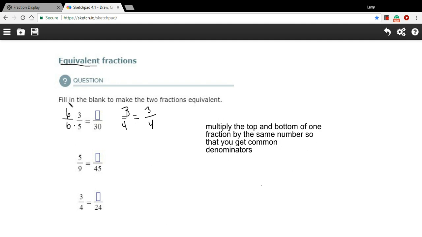So when we multiply fractions, we multiply across the top and across the bottom. Across the bottom, 6 times 5, that equals 30. Aha, so we got that. Across the top, 6 times 3, that equals 18. So our equivalent fraction to 3/5 should be 18/30.